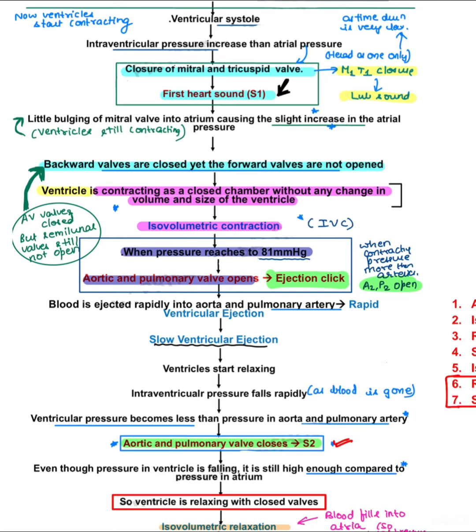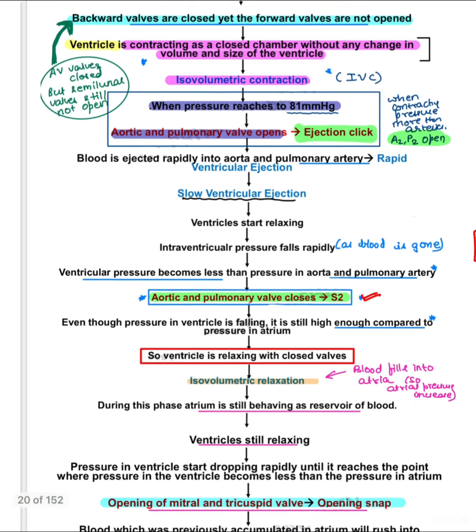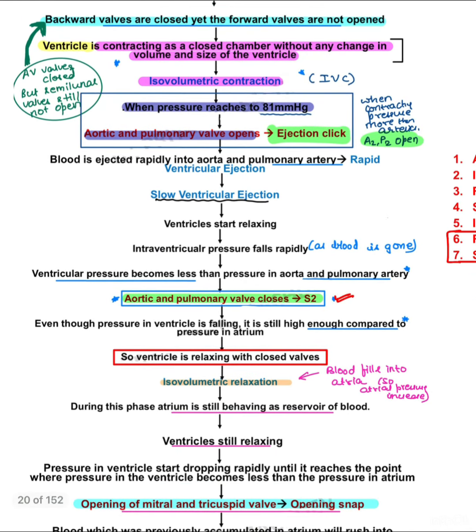Now the blood has started to eject out, so the ventricle will have less blood, and the ventricle will start relaxing. So intraventricular pressure will fall as blood has gone out. The ventricular pressure becomes less than the pressure in the aorta and pulmonary artery. So due to the ventricular pressure becoming less, the aortic and pulmonary valves close, that is your S2.